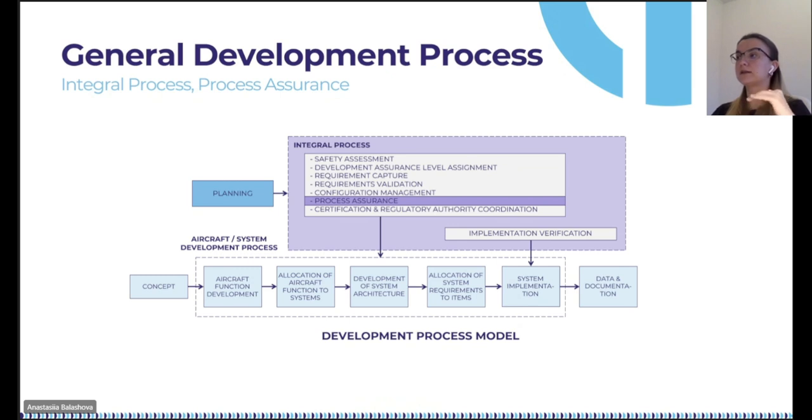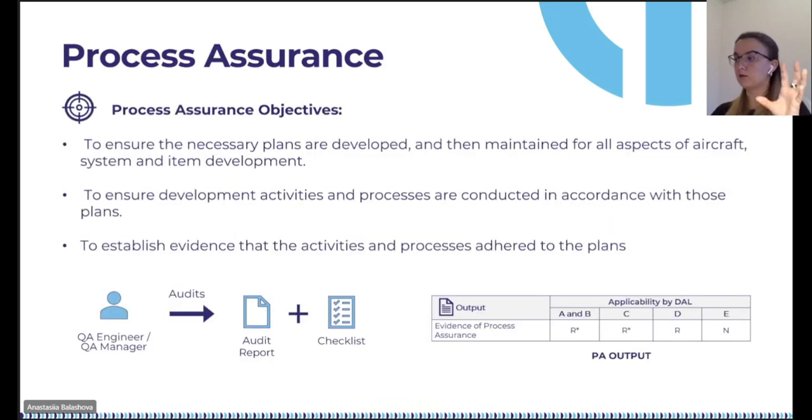Moving forward, the next process is process assurance. There are three main objectives: to ensure the necessary plans are developed and then maintained, to ensure development activities and processes are conducted in accordance with those plans, and to establish evidence that the activities and processes adhere to the plans.